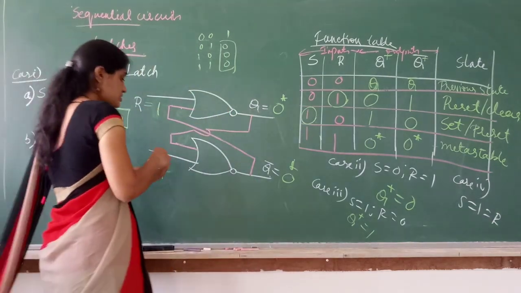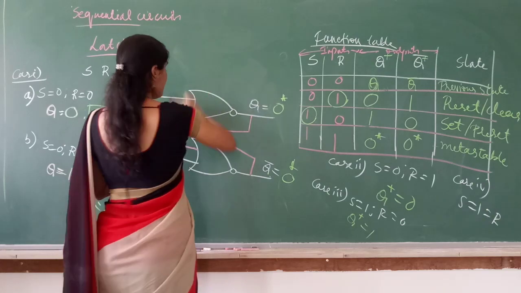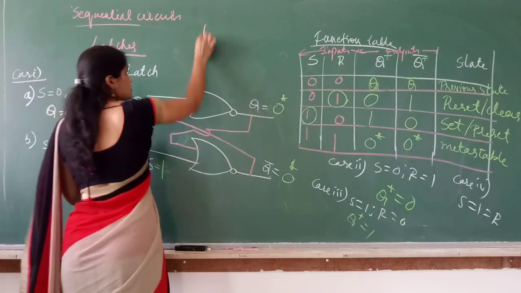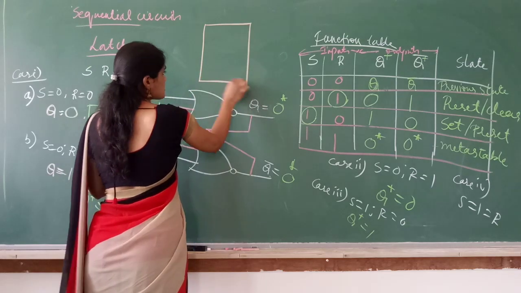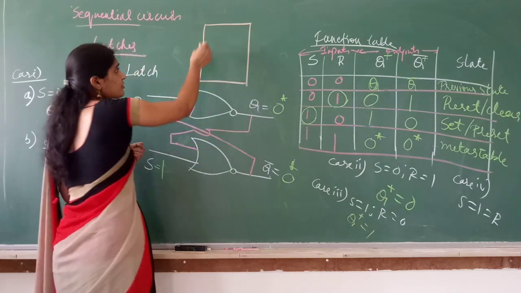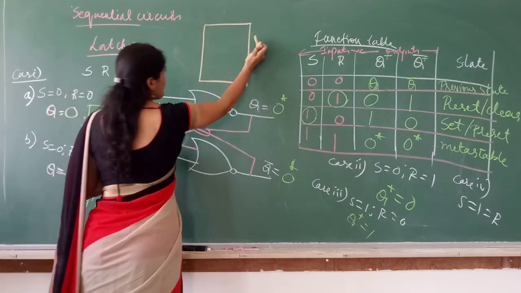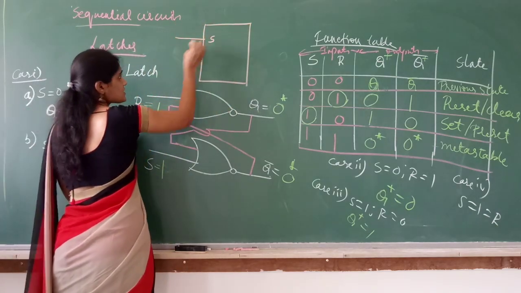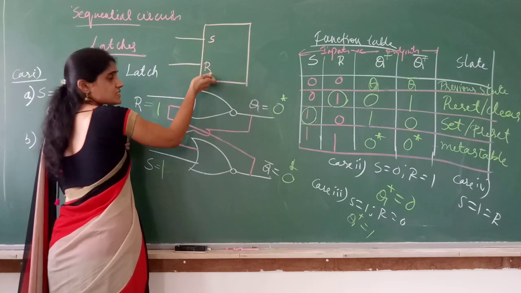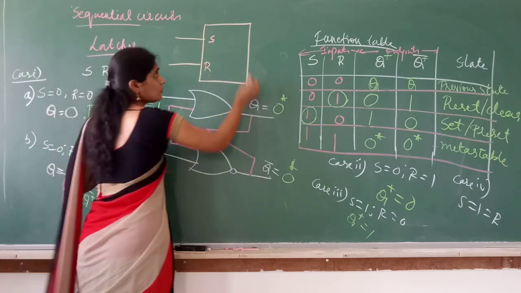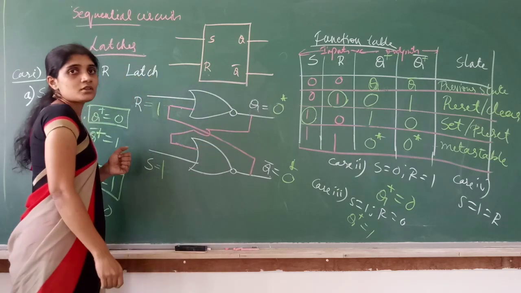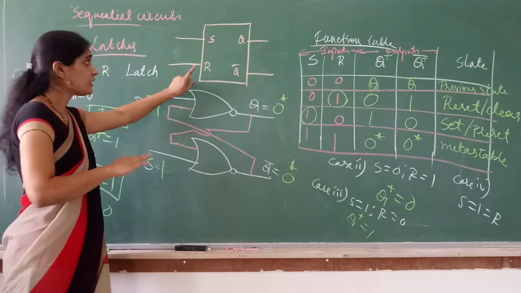Along with that, we also have to write the logic symbol for all the circuits we write in sequential circuits. This is how we write the logic symbol. Put one box, write the inputs on this side and the outputs on this side. Here, how many inputs do we have? S and R. How many outputs? Q and Q bar, which is the complement of Q.